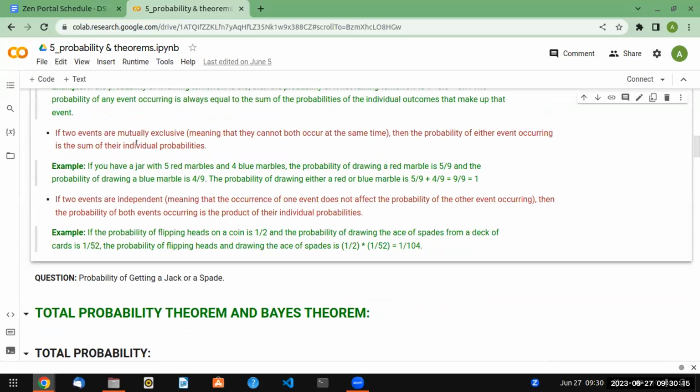For example, you have a jar with 5 red marbles and 4 blue marbles, the famous marble problem. Since college days I've been seeing this example. 5 red marbles and 4 blue marbles in the bag. Total how many marbles, guys? 9. So the event space is 9, and to calculate any probability you have to divide by 9.